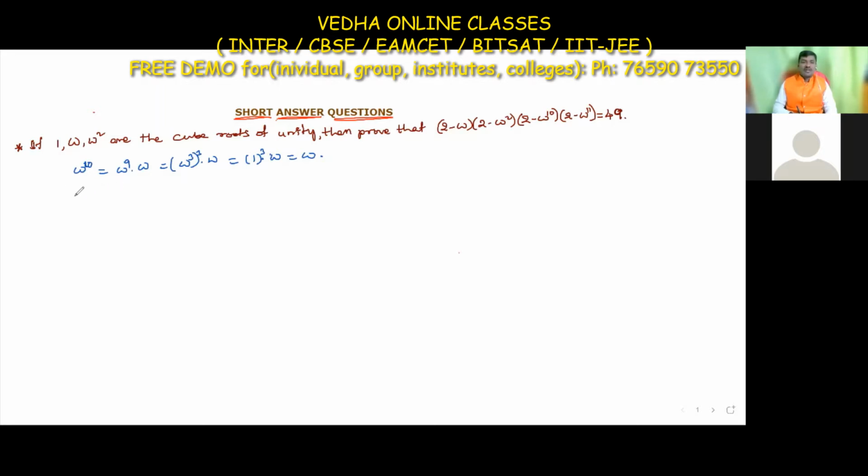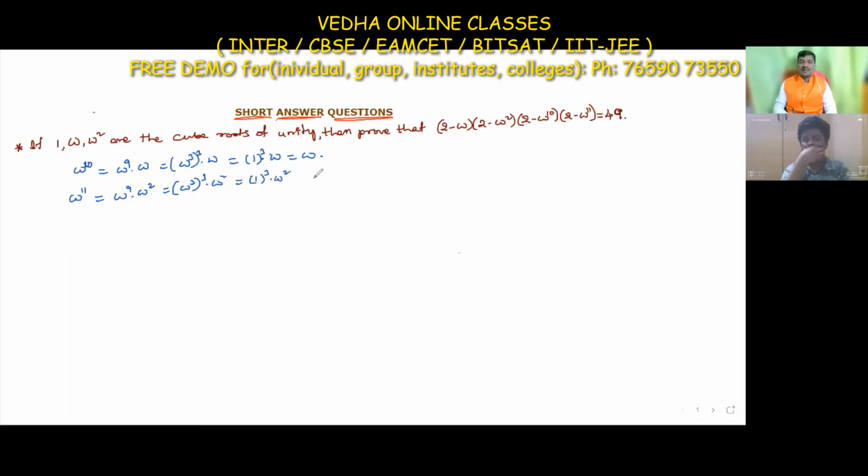Next, omega power 11. Omega power 11 is equal to omega power 9 into omega power 2. Omega power 9, as we just discussed, is (omega cube) whole cube, into omega square. So that means 1 cube into omega square, the value is omega square.